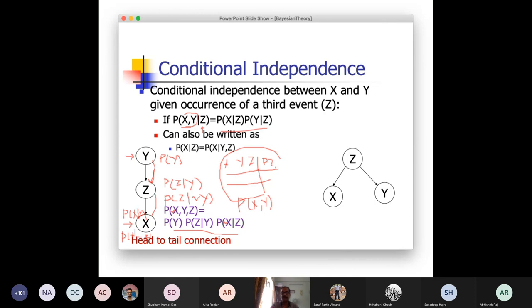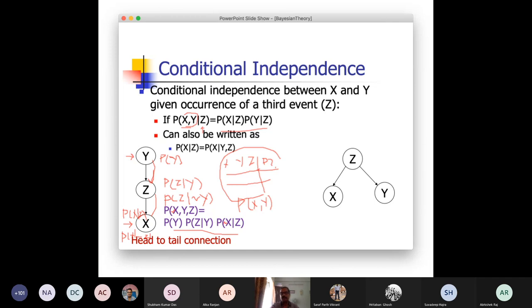Let us consider the other topology just for your better understanding. In this topology, once again, you see that this is different from this one. Here, x and y are both dependent on z, but given z, they are not dependent like head-to-tail connections. They are dependent in this fashion, which I think has a name. I'll come to that.